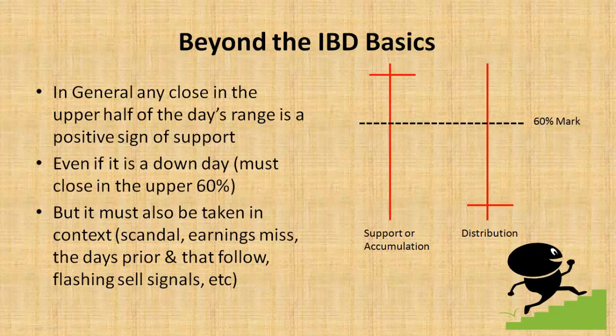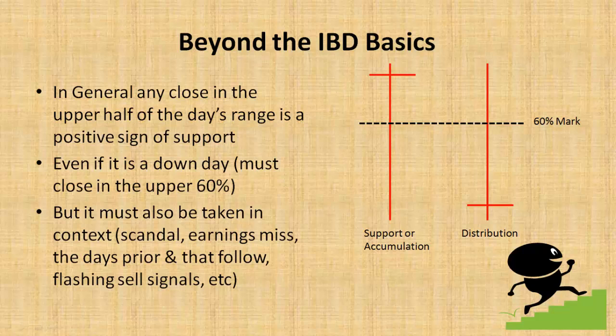In general, any close that is in the upper half of the day's range is considered a positive sign or a sign of support. Even if it's a down day and it closes in the upper 60% of the day's range, that can be a sign of support or accumulation. I have greater conviction in the close and the price move when it closes in the upper 75% of the day's range, but IBD states 60% or higher.